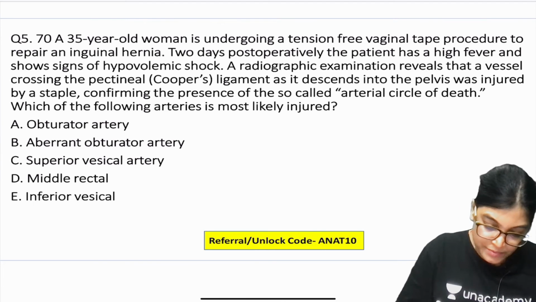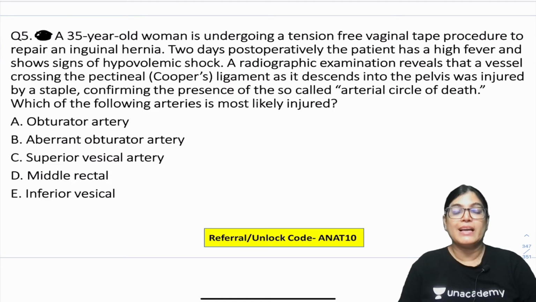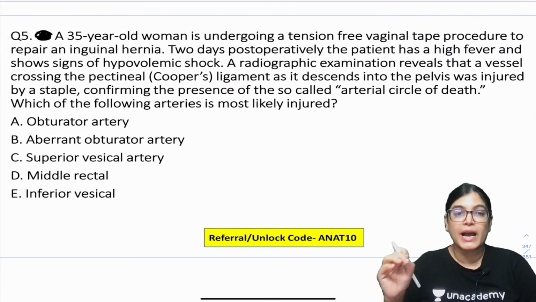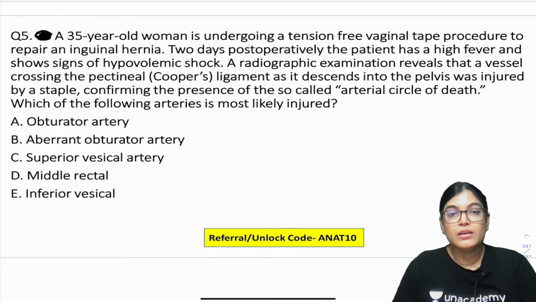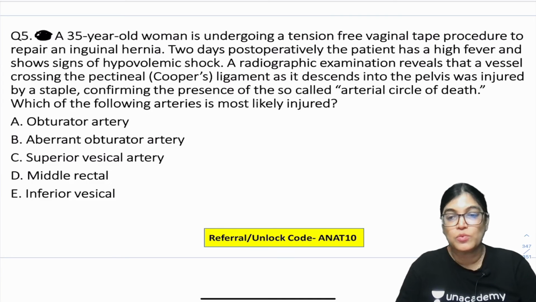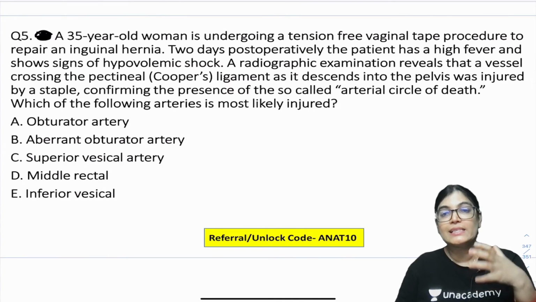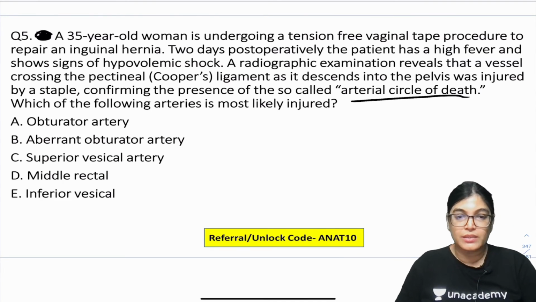Now, a 35-year-old woman is undergoing a tension-free vaginal tape procedure to repair the inguinal hernia. Two days post-operatively, the patient has high fever and shows signs of hypovolemic shock. Radiographic examination reveals that the vessel crossing the pectineal or Cooper's ligament as it descends into the pelvis was injured by a staple, confirming the presence of the so-called arterial circle of death. Key point, arterial circle of death. So, which of the following arteries is injured?